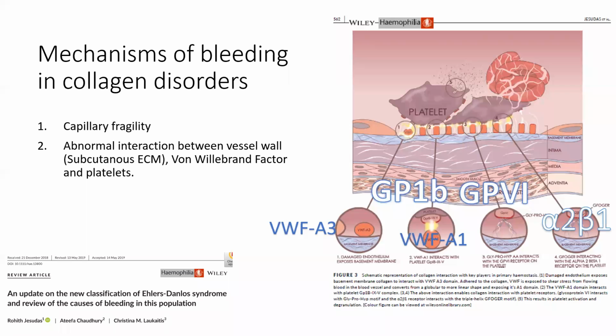Now, you may be wondering, what are the mechanisms? As you know, capillary fragility can cause easy bruising, but it's a little bit more complicated than that. It's all about this interaction between the vessel wall or the subcutaneous extracellular matrix, von Willebrand factor and platelets. This figure on the right-hand side just illustrates how collagen interacts with von Willebrand factor and the adhesion molecules on platelets to start primary hemostasis.